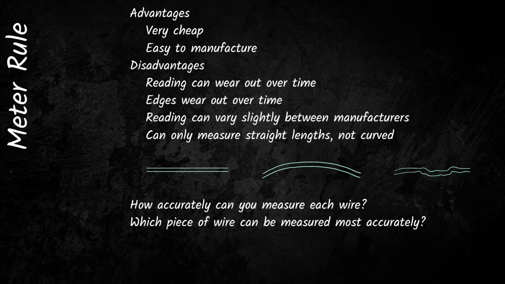So again, the first one is straight, the meter rule can measure it. The second is curved, a meter rule cannot measure it. And the third one is just damaged. So we can say that it's damaged. Hence, again, the true length will never be recovered.